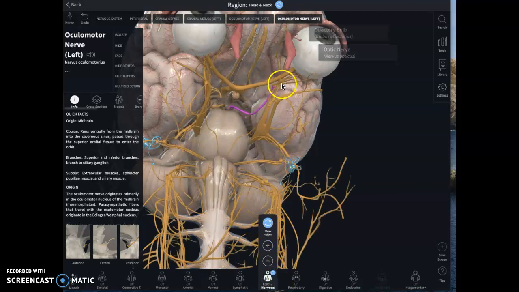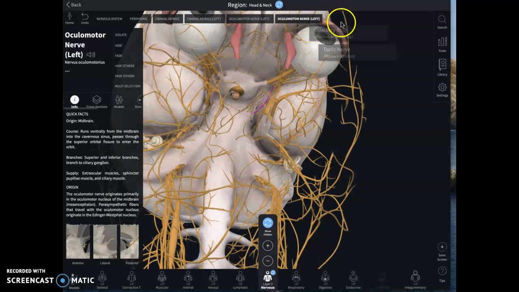It is going to go to the muscles of the eye. It goes to most of these extrinsic muscles. It is actually going to go to the iris. It causes constriction of the iris. So it's a very busy nerve, this oculomotor nerve.